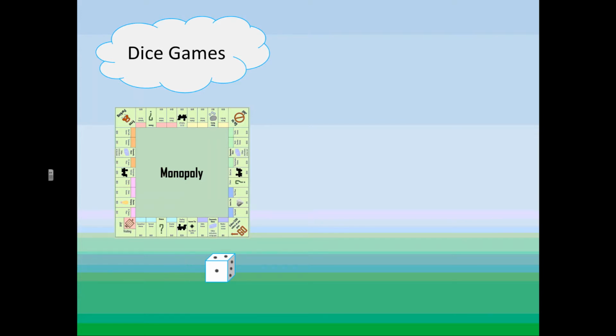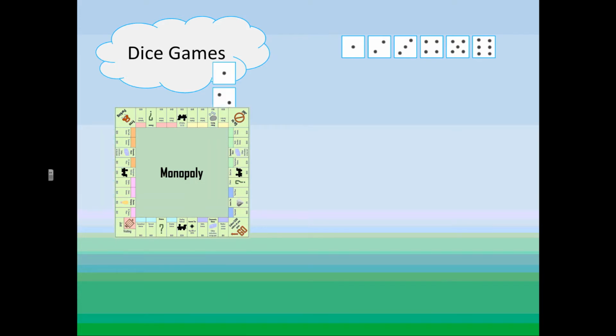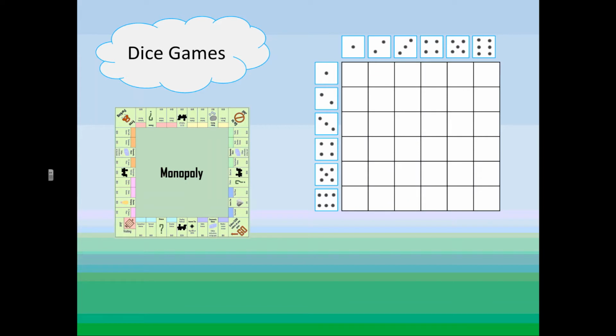When I roll the first die, it gives me 6 options. That's my sample space for the first die. When I roll the second die, that gives me another 6 options. However, my full options are not going to be just those 12. It's going to be the product of that. We have 36 different possibilities.